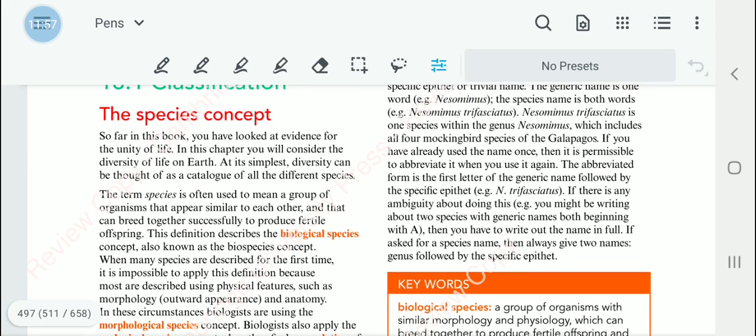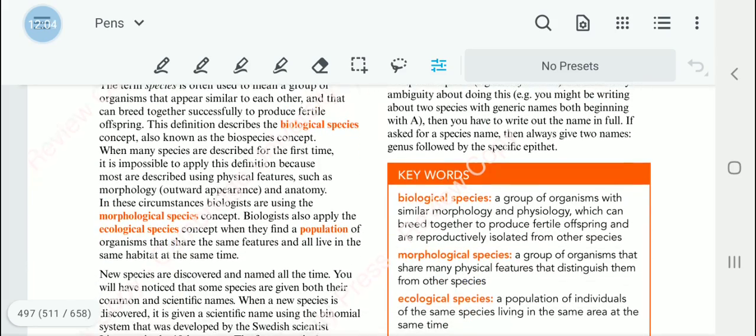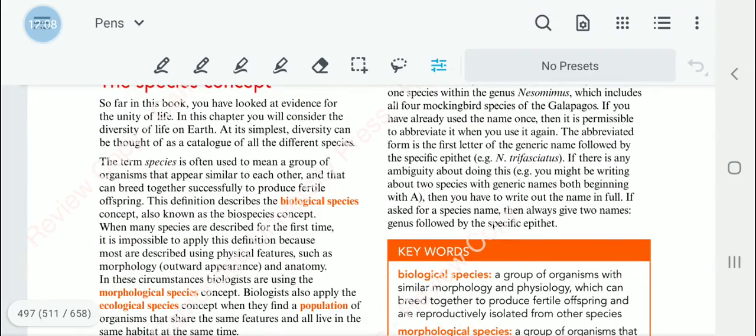Write down a note on this, please. Classification. A species is generally identified as a group of organisms that appear similar to each other and who can breed together successfully to produce fertile offspring.